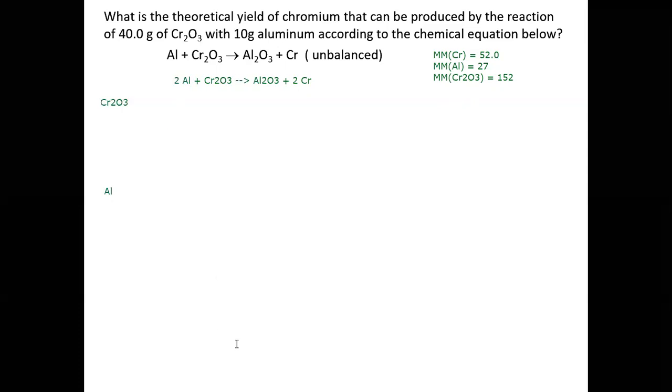So again, what we're going to do is convert the mass of chromium(III) oxide into moles of chromium, and do the same thing for aluminum, convert the mass of aluminum into moles of chromium. So what we know with chromium(III) oxide is that 1 mole of Cr2O3 equals 2 moles of Cr. And then for aluminum, we know that 2 moles of aluminum equal 2 moles of chromium. So those are mole to mole ratios. So now we can start plugging and checking.